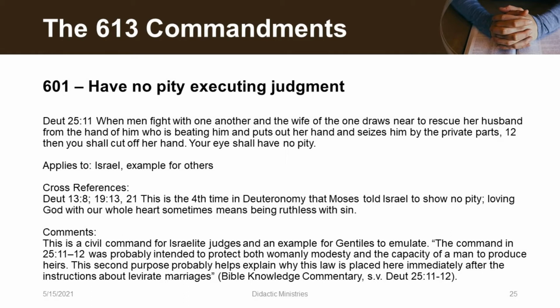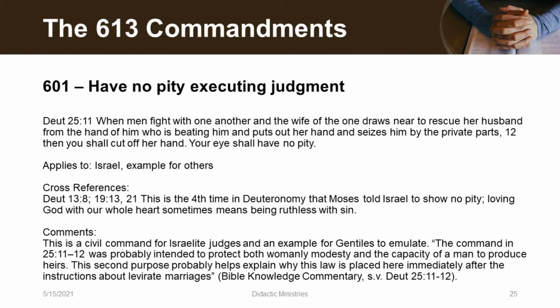The Bible Knowledge Commentary explains this passage in the following way. The commandment in Deuteronomy chapter 25, verses 11 and 12, was probably intended to protect both womanly modesty and the capacity of a man to produce heirs. This second purpose probably helps explain why this law is placed here immediately after the instructions about levirate marriages.